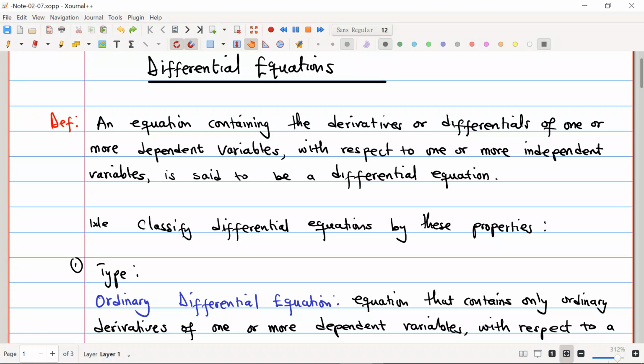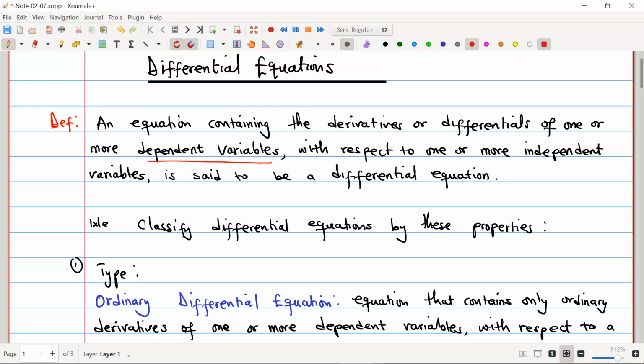A differential equation is an equation containing the derivatives or differentials of one or more dependent variables with respect to one or more independent variables. Now, what at all is a dependent variable? What is a variable, right? The dependent variable here, in normal terms, means that it depends on something. Variable means something that can change, right?